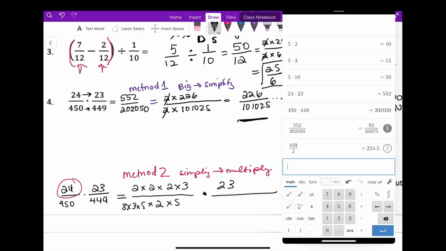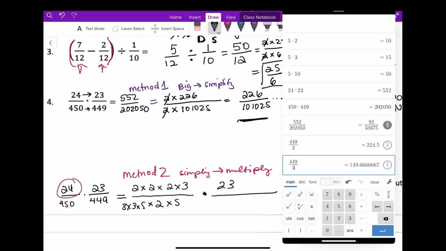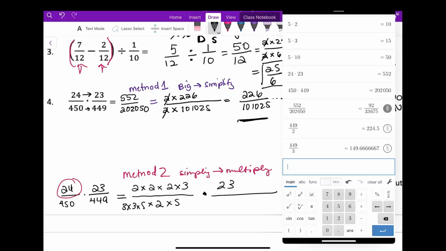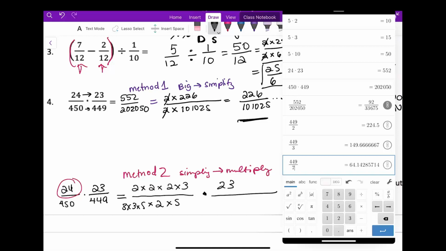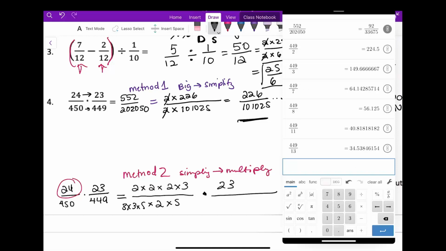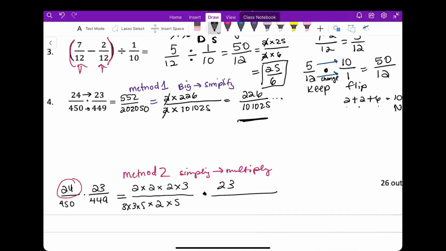So we move on. How about 449 divided by 3? Nope, you see how it's a decimal? Not a good number. 449. I know 5 is not going to work. I'm not even going to try it. How about 6? Well, if 3 didn't work, 6 is not going to work. How about 7? Let's try 7. That didn't work. And so I've tried so many combinations of this that I'm pretty sure that you cannot simplify this. I am going to write 449.